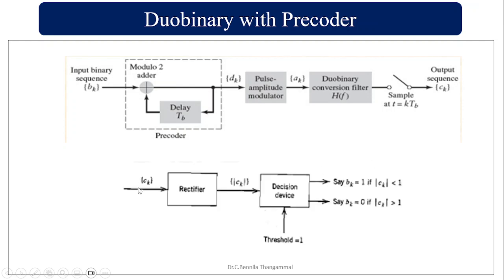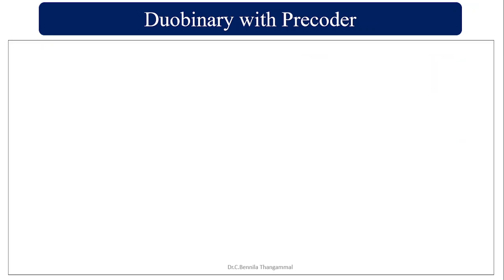So at the receiver end, we'll be receiving the data sequence, then we'll be rectifying it, and then we'll be getting a decision device depending upon the value. So if the modulus of CK is less than 1, the value of the data bit sequence is 1. If CK is greater than 1, then your BK is going to be 0. So now we'll solve one problem.